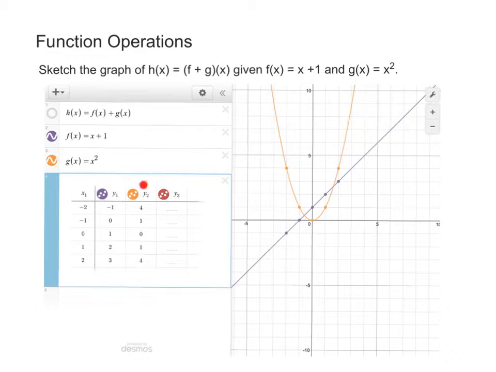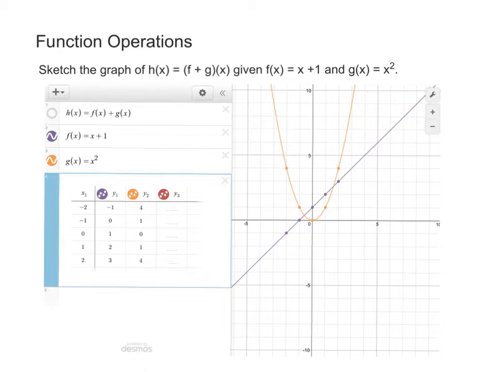And down right here, you also see a table of values. So it gives you x values, -2, -1, 0, 1, and 2. And then the corresponding y values for the purple function and for the yellow function. What we want to figure out is what will the values be for y3, which is actually h of x. And this is how simple it is.